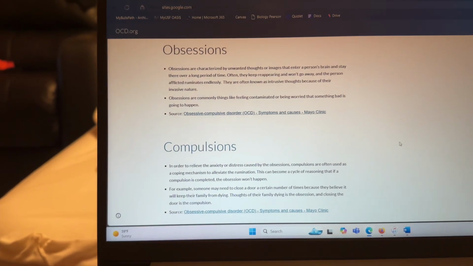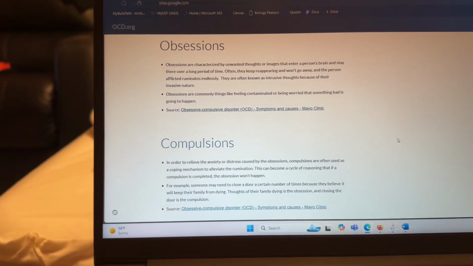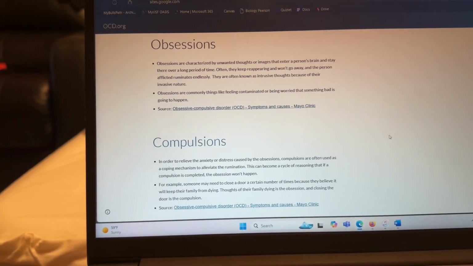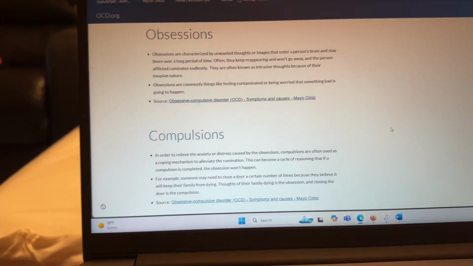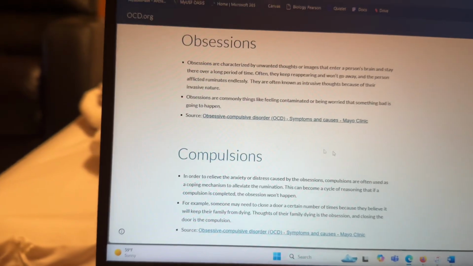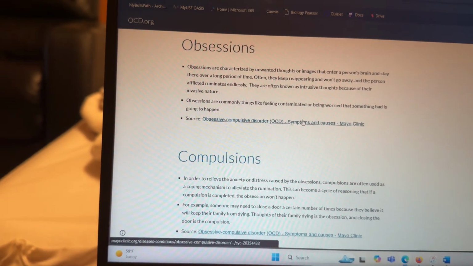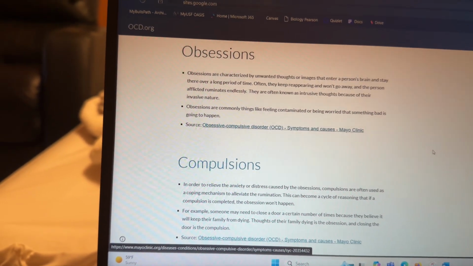So for example, if you just kept feeling like you're contaminated or being worried that something bad is going to happen and you just kept thinking about it. And then here I put a link where I got this information, and if you click on it, you can get more information if you want to look at it further.